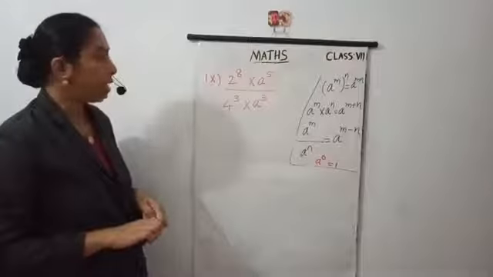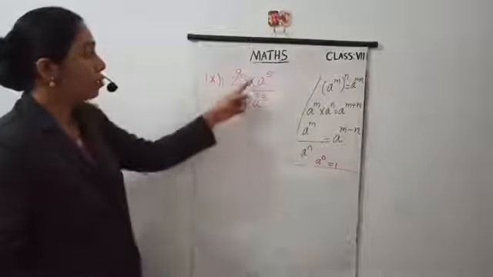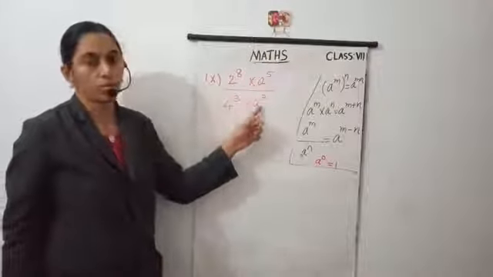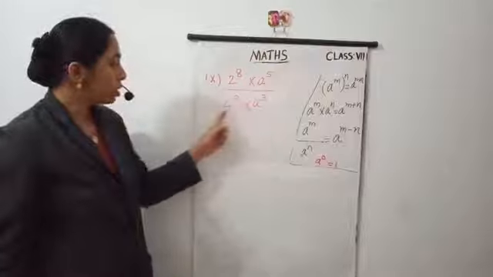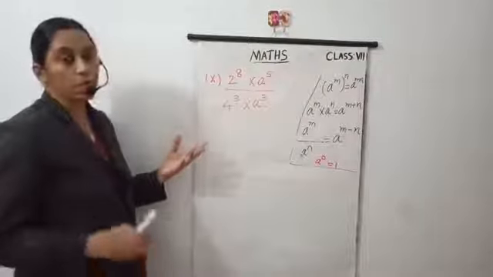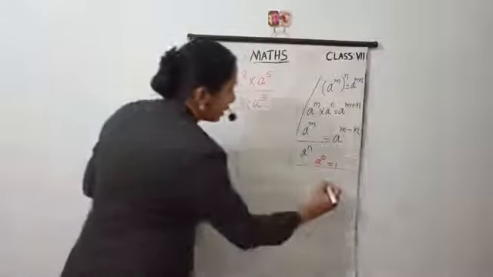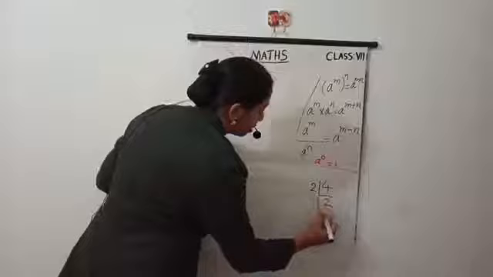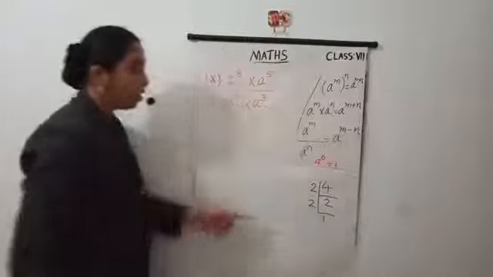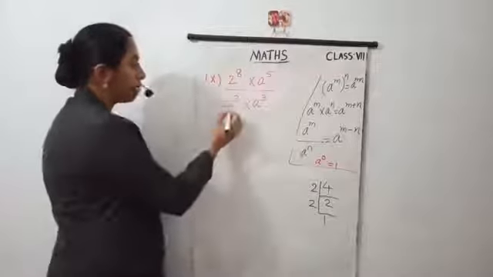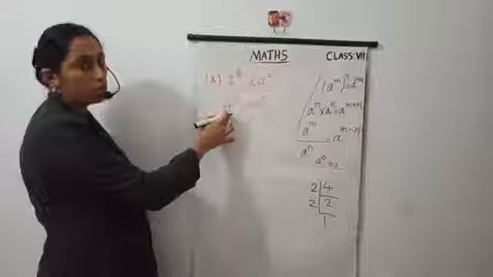Now question 9. 2 raised to 8 into a raised to 5 by 4 raised to 3 into a raised to 3. So first here look, this 4 we can simplify, isn't it? 4 is 2 raised to 2. We already did this in the previous question. Prime factorization, we get 4 is 2 raised to 2. So we can replace this 4 with 2 raised to 2.